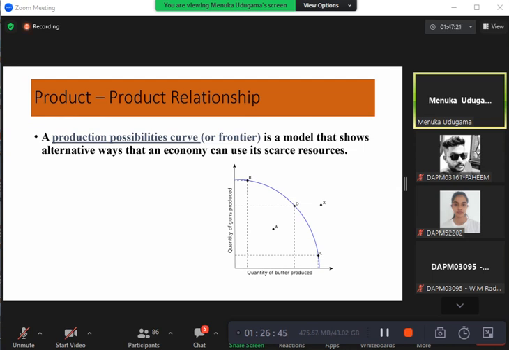So this is a classic example that you will find in textbooks. You have guns on this side and butter. So this is a consumable good and this is a capital good. Therefore, we have two products on the two axes, and we are looking at different combinations of products produced in this firm or in this economy.